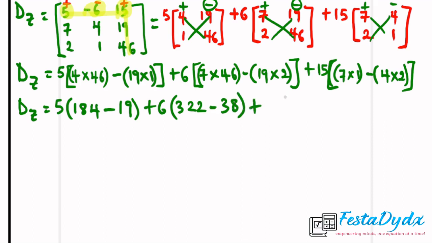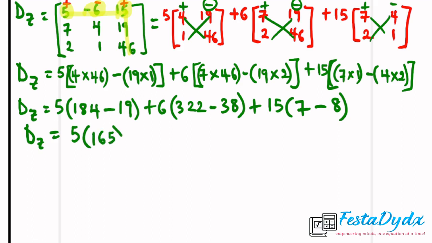Then we'll have plus 15 in a bracket. 7 times 1 is going to give us 7. Then minus 4 times 2 is going to give us 8. Now we have determinant of the coefficient of z to be 5 in a bracket. 184 minus 19 is 165. Then plus 6 in a bracket. 322 minus 38 is going to give us 284. Then plus 15 in a bracket. 7 minus 8 is minus 1.